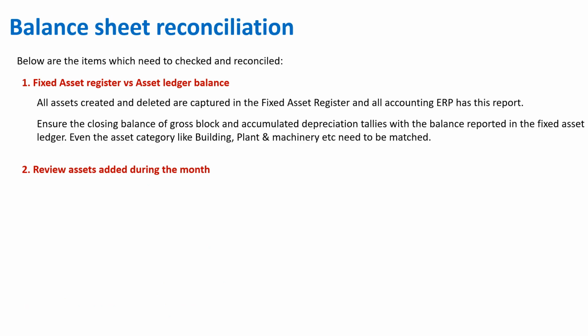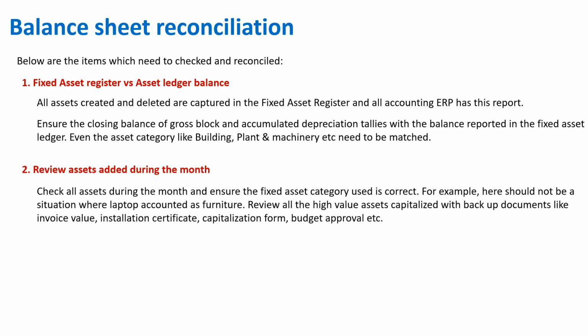Review assets added during the month. This is very important. Check all assets during the month and ensure the fixed asset category used is correct. Okay, that means if somebody has wrongly used it, then you have to rectify that. For example, there should not be a situation where a laptop is accounted as furniture, right? That means somebody has accounted wrongly. In your review, it should be traced and then you should rectify that.